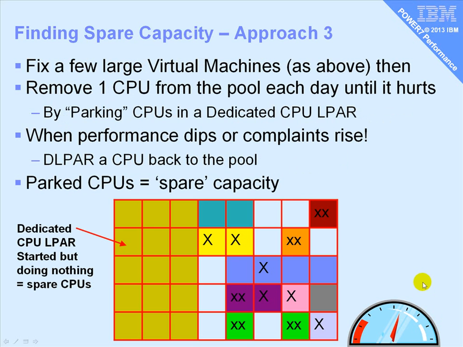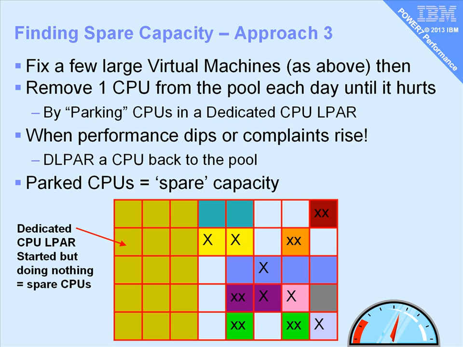Approach 3 is quite sneaky, and I'm quite proud of this one. We're first going to fix a few of those virtual machines as we have before. Then we're going to remove 1 CPU from the pool each day until it really starts to hurt. We can park a CPU, remove it from the pool, by putting a CPU into a dedicated CPU LPAR. This means it's no longer available to the pool. As long as the dedicated LPAR is running, it doesn't actually have to be doing anything at all. It can be at the SMS menu, that's good enough to lock out that CPU.